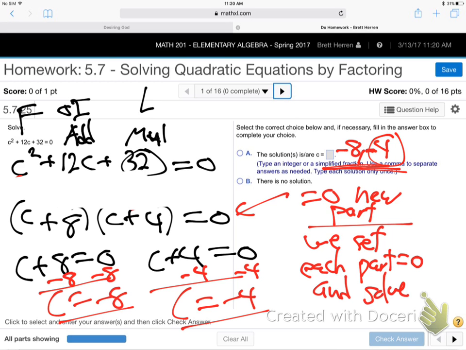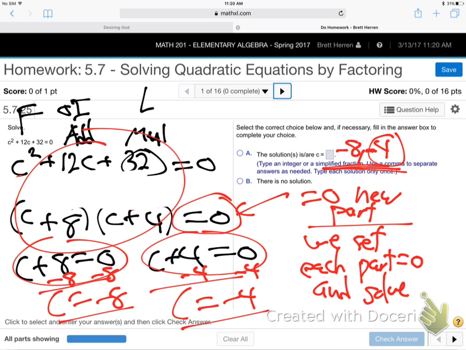Does that make sense? Any questions I can answer on that? So the only new part with the equal 0 is you just set each one equal to 0 and solve. The rest, the beginning, all the factoring, you guys are already good at that.